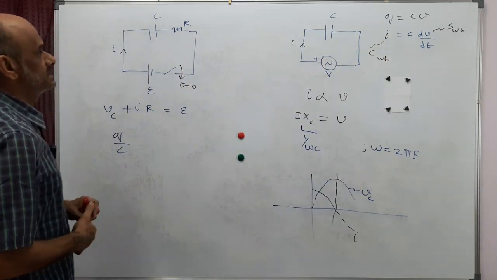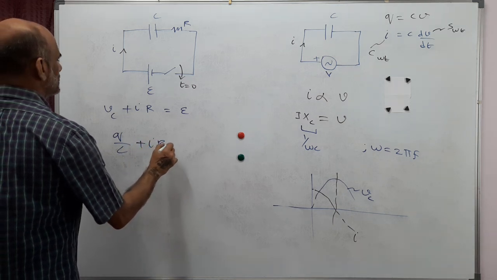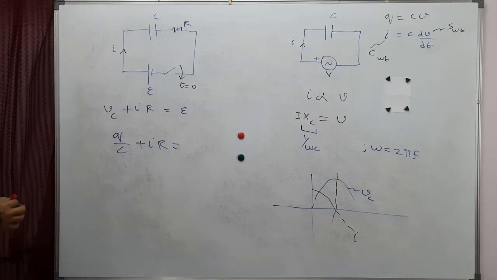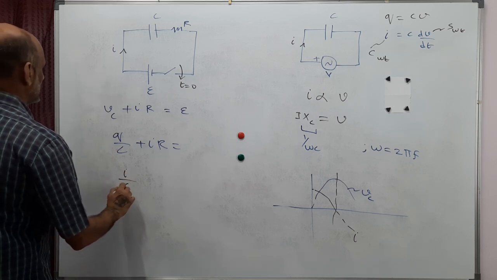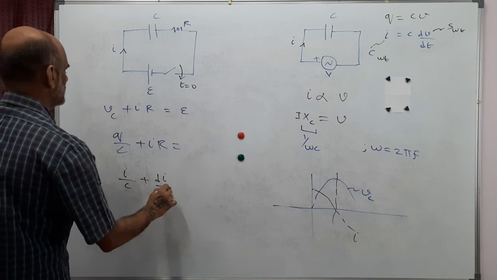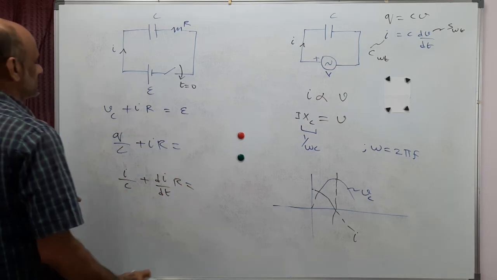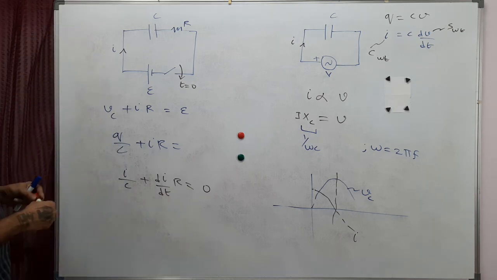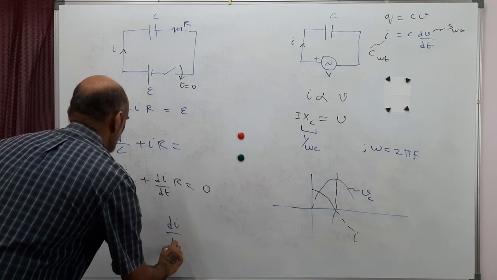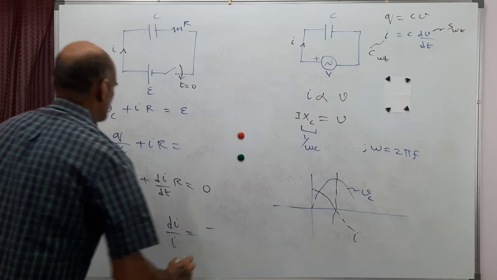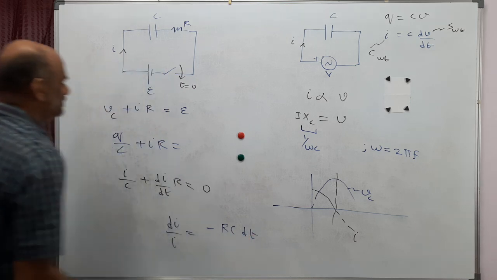So from the secondary, the voltage is Q by C, where Q is the time varying charge, plus IR. You go to the right hand side. So differentiate this with respect to time. dq by dt is the current I, plus di by dt into R, and this is a DC source, so differentiate with respect to time, I get 0. So from this I'll get di by I equal to minus dt by RC. This is simple manipulation.